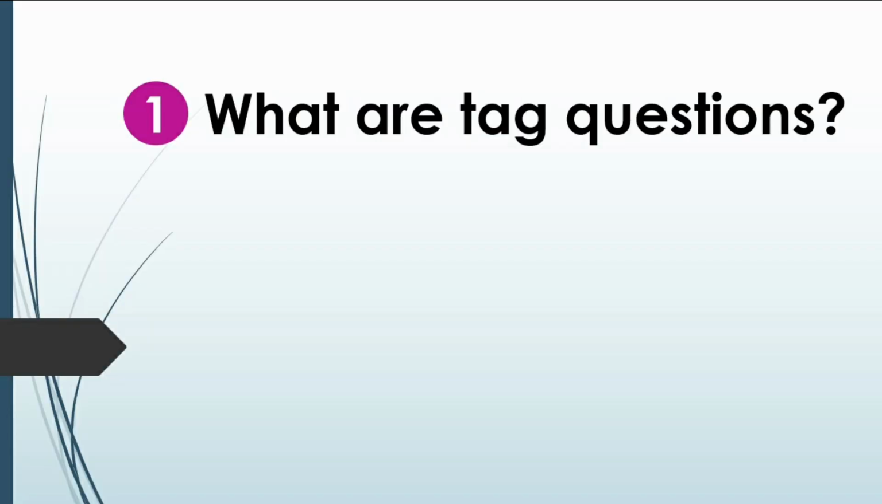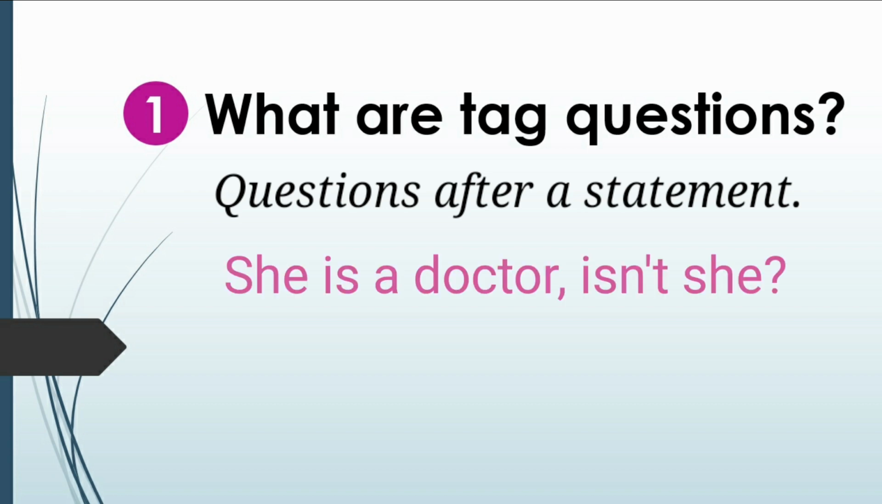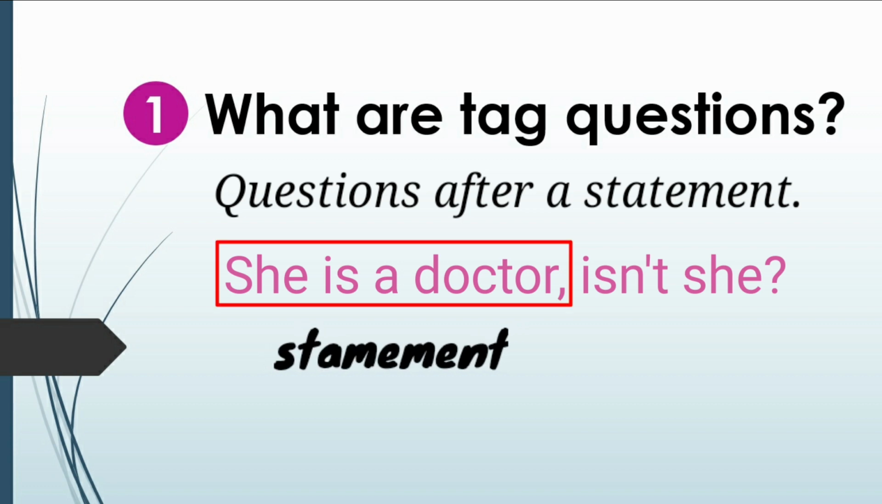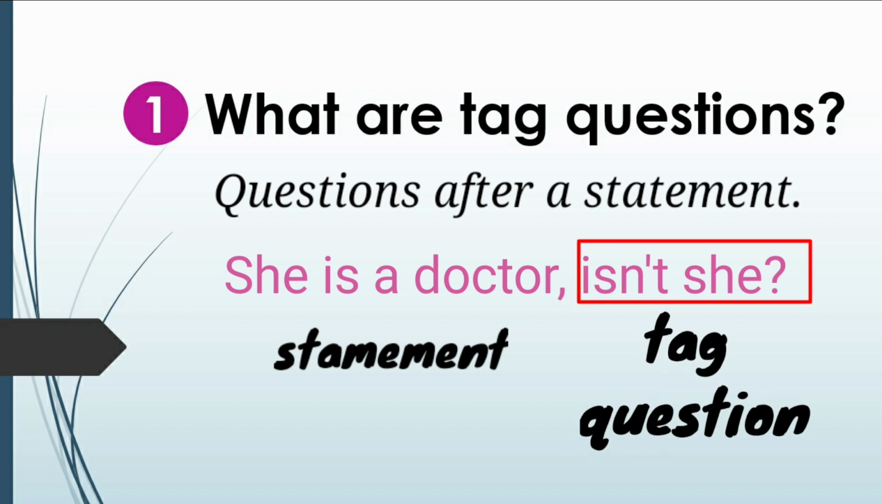What are tag questions? Tag questions are questions after a statement or a sentence. They are added so that we can form a question. Let's take a look at this example. She's a doctor, isn't she? Here, she is a doctor is a statement, and isn't she is your tag question. Tag questions are very short questions, typically composed of 2 words.